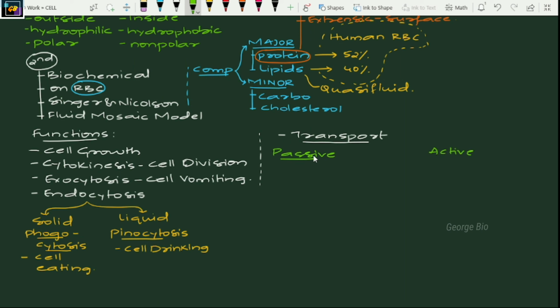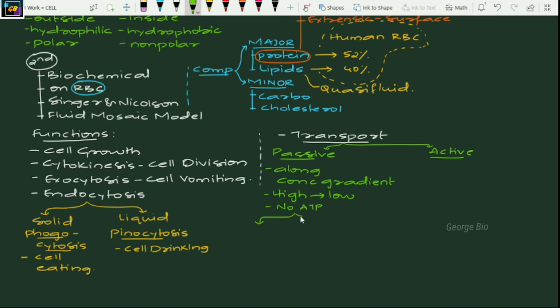If it is passive transport, it is a transfer of substances from high concentration to low concentration along the concentration gradient. So transfer of substances along the concentration gradient, from high concentration to low concentration. So here no ATP is required, and here again two types are present.